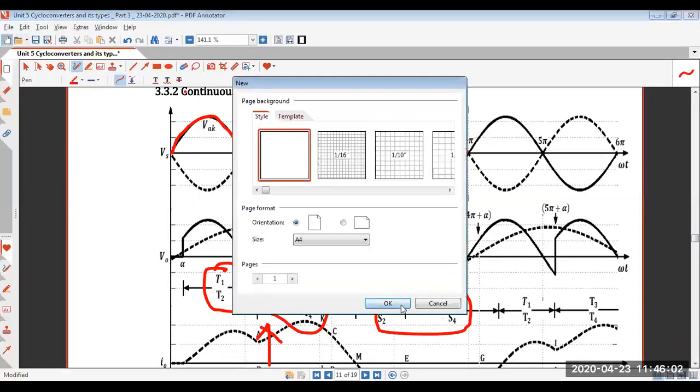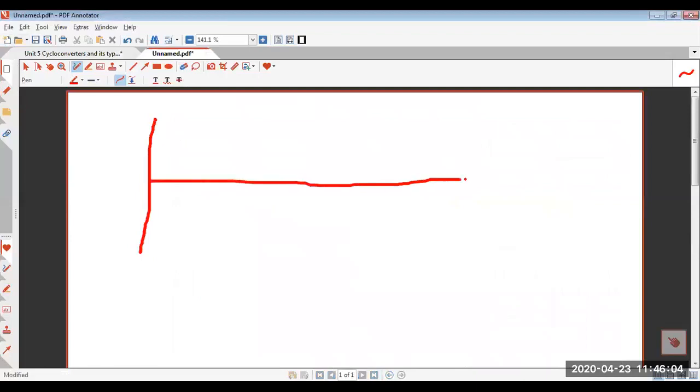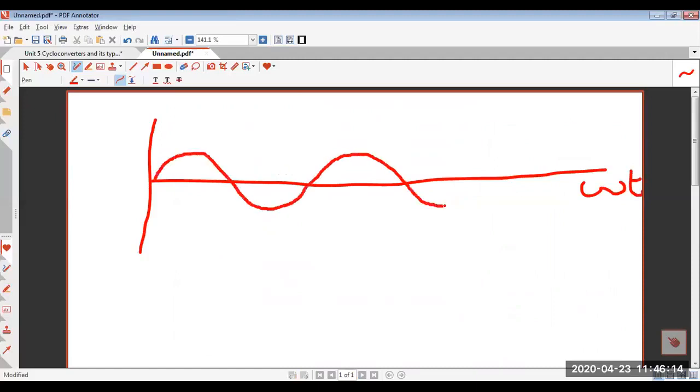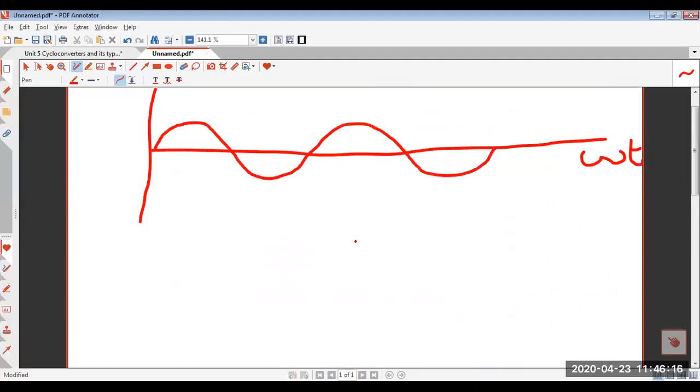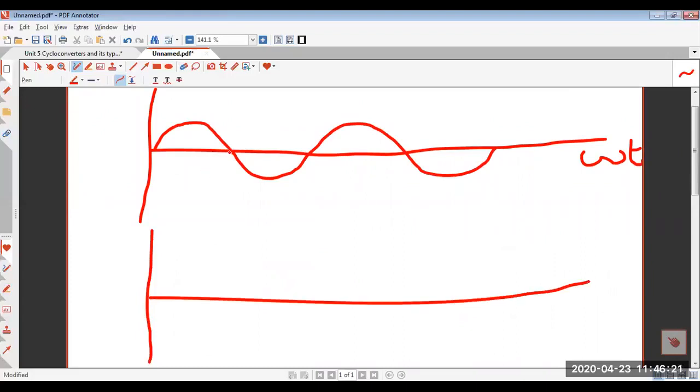Just imagine this one. So let me draw the waveform. My drawing is very poor, please forgive me for this. Let us say there are 2 cycles, for example. Now let us say this is pi and this is 2 pi. I hope you all are getting this. This is 3 pi and this is 4 pi, right?